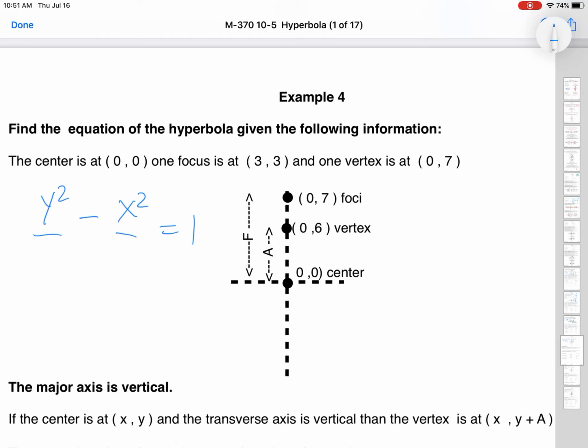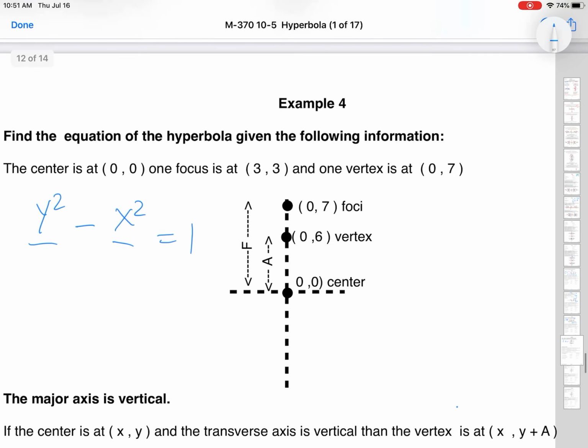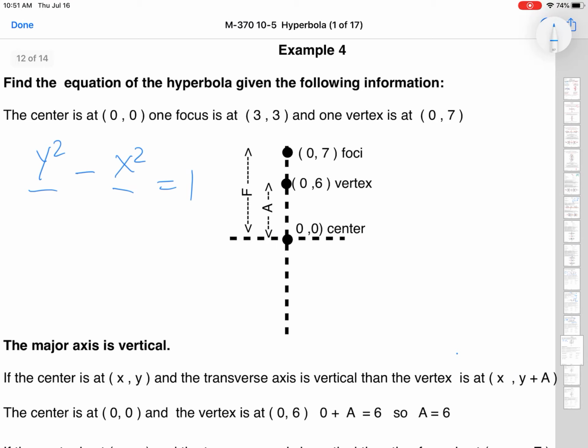The distance between... so he's got these labeled backwards again. A focus at 3, 3 is not possible. And so we can take a look at his picture and change. The focus point is... oh my goodness. The focus point is at 0, 7. The vertex is at 0, 6, and I think everything will work out okay. We could not work with those two because the focus was inside the vertex.